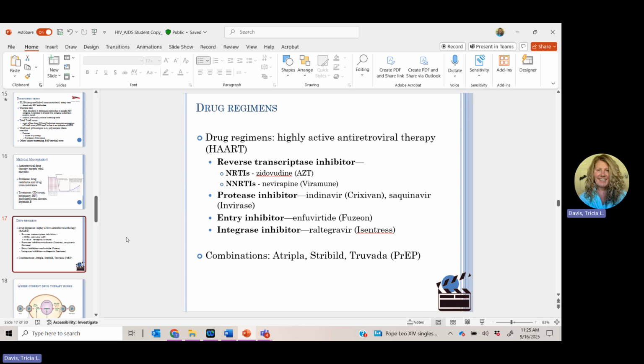So if I give you a medication, Fuzeon, you should know that this is an entry inhibitor. Okay, if I give you Isentress, you should know that it's an integrase inhibitor. So then you have your protease inhibitor, your entry inhibitor, and your integrase inhibitor. So these medications will work in each stage of this replication.